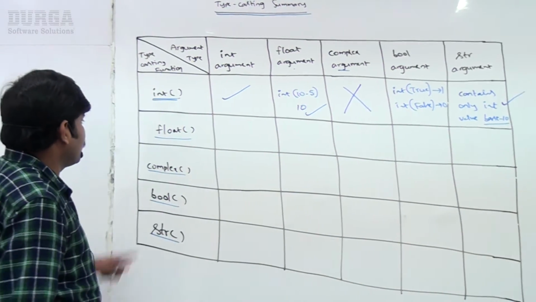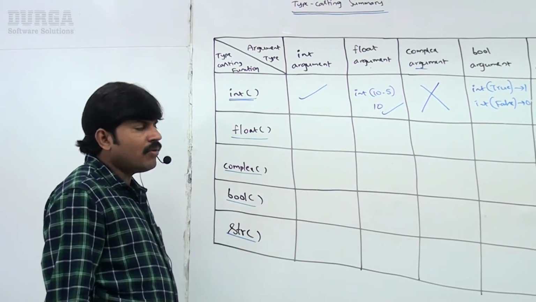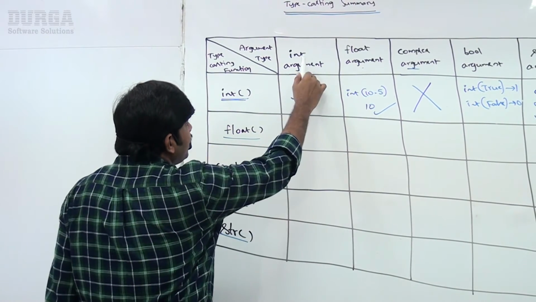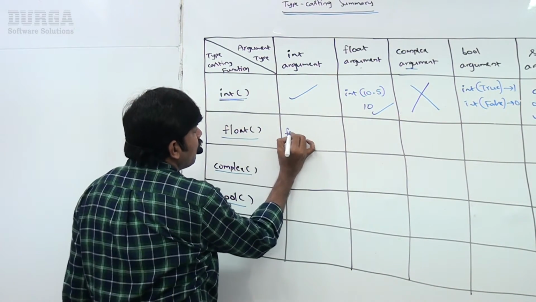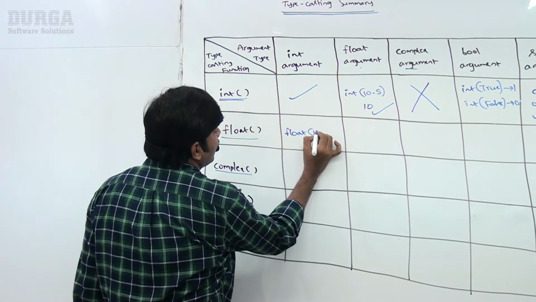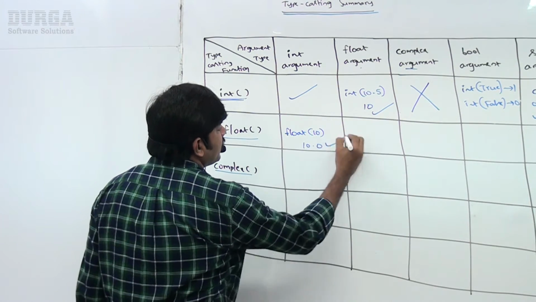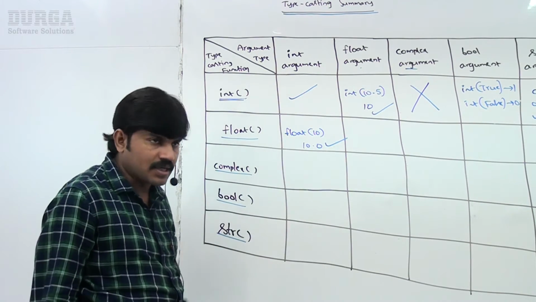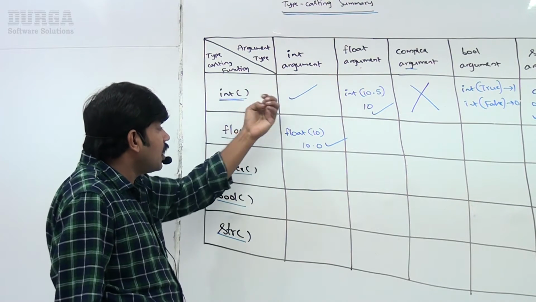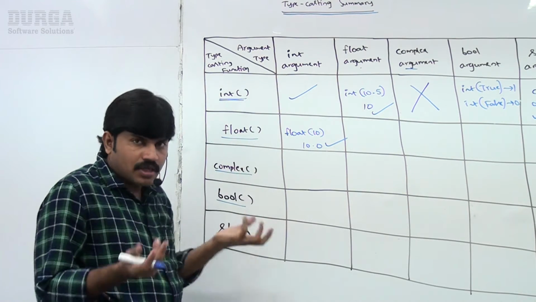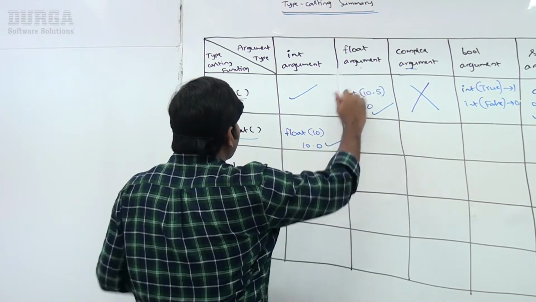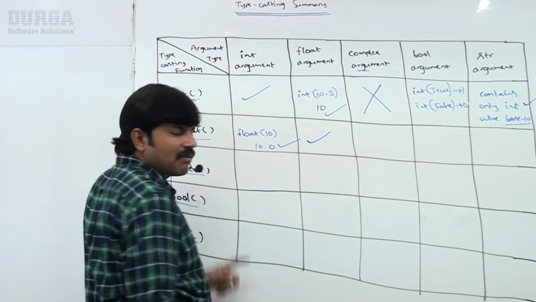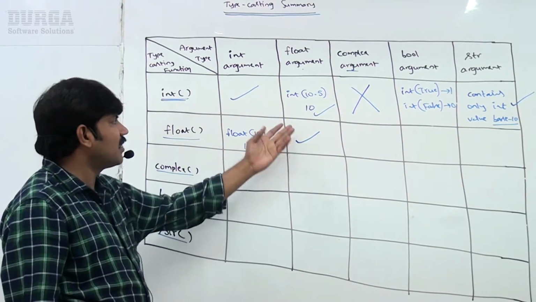Sir, what is the second one? Float function, sir. So can I convert int to float? Yes, why not? Happily you can do that. Float of 10, you get 10.0 as the answer. Yes, an int argument you can pass to float. Now the corresponding float value you will get. Next, a float argument: of course possible, not required to use the typecasting function, it is already float.